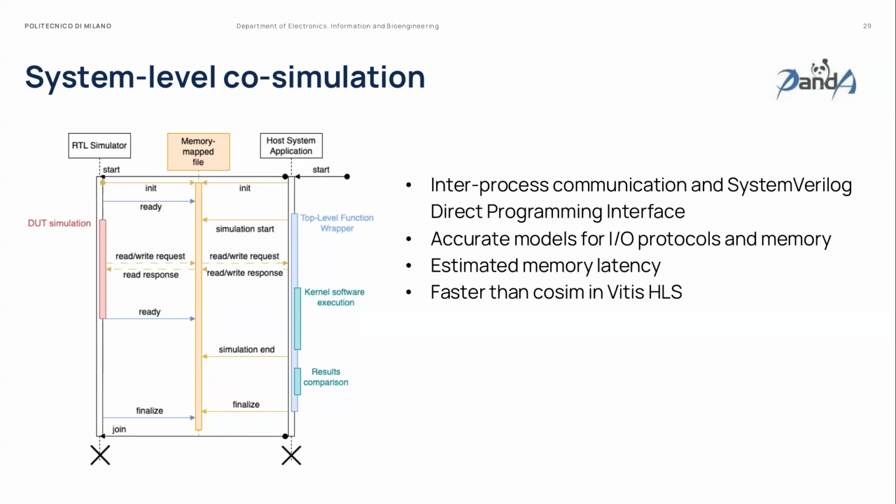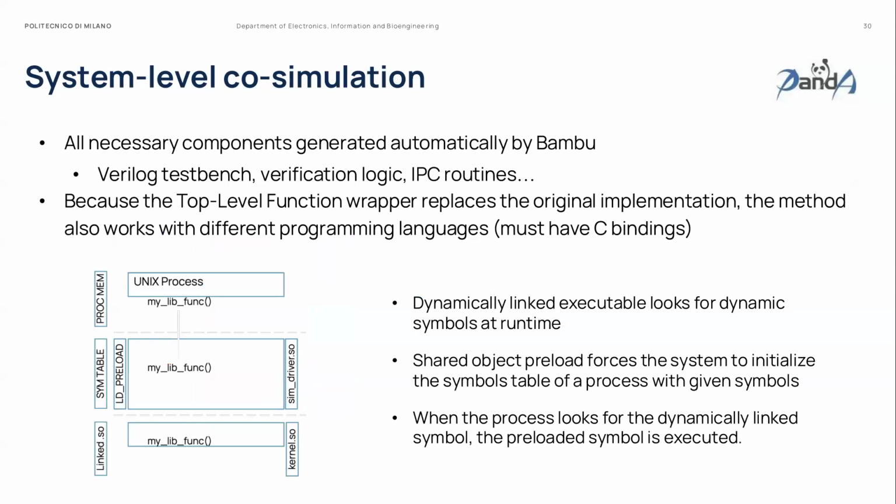A lot of benefits. You get faster co-simulation in Vitis. You don't have to write a manual test bench every time that you do a new kernel, and you can just do more tests with realistic data. And another cool thing is, well, everything is auto-generated by Bambu. You don't have to touch anything in the Verilog test bench, verification logic. And because the top-level function wrapper replaced the original implementation, this means that you can also test that function in an application that's written in a different programming language.